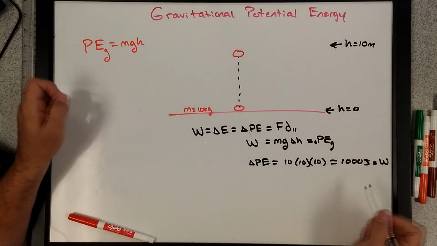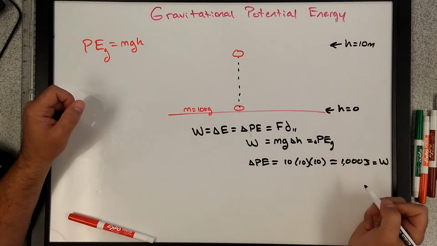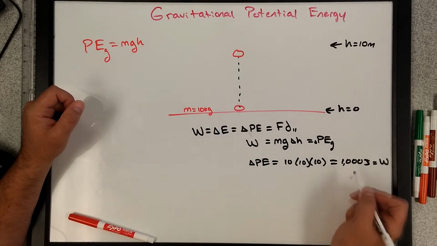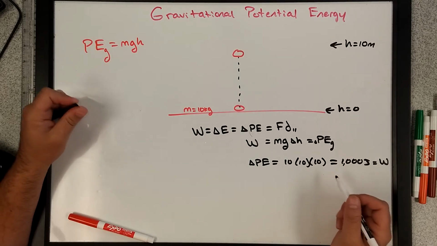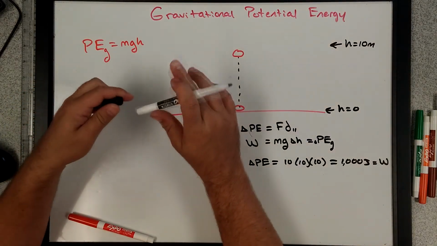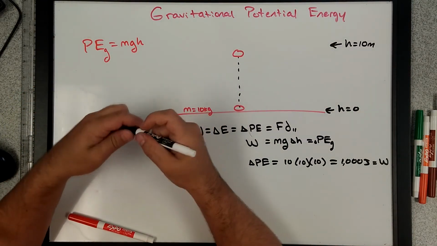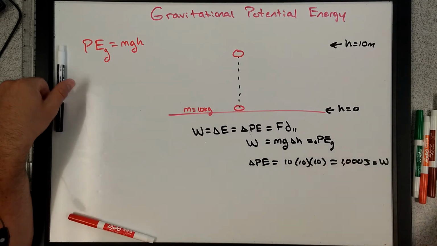Yeah, 10,000 or 1,000 joules. Did I keep saying 10,000? 10 times 10 times 10 is 1,000. 1,000 joules of energy to lift it 10 meters. That's really the nuts and bolts to gravitational potential energy. But I guess I probably should be a little bit more specific than that.